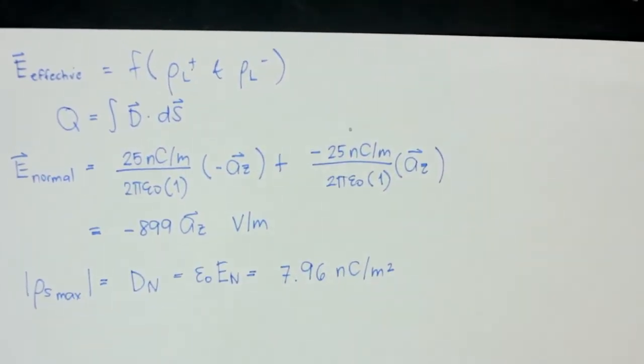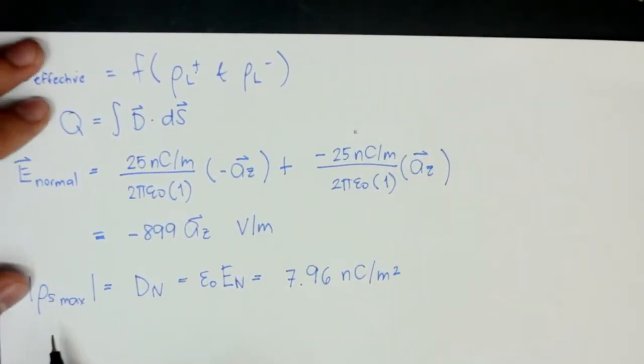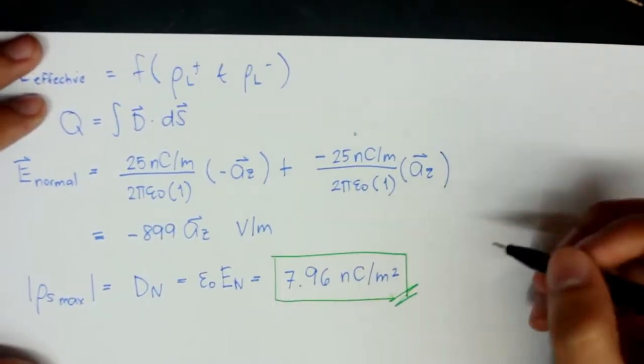So again, since this is the normal component to that surface, this also represents the surface charge density, as indicated by Gauss's law.